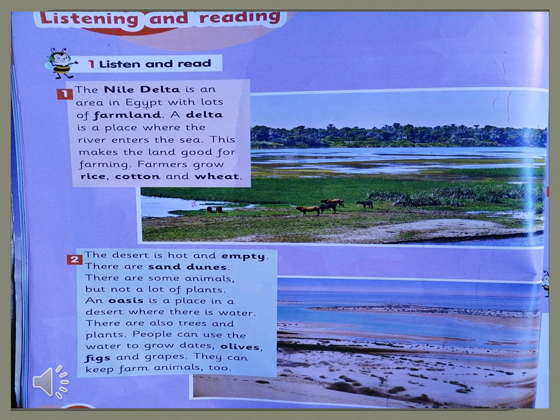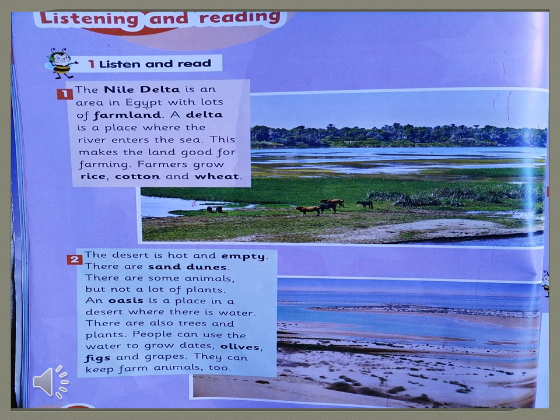Number 2, we have the desert. The desert is hot and empty. There are sand dunes. There are some animals, but not a lot of plants. An oasis is a place in a desert where there is water. There are also trees and plants. People can use the water to grow dates, olives, figs, and grapes. They can keep farm animals too.